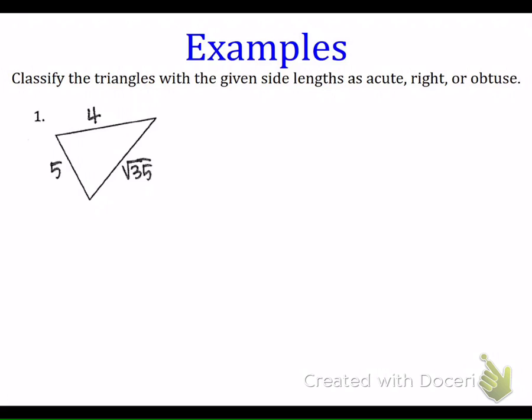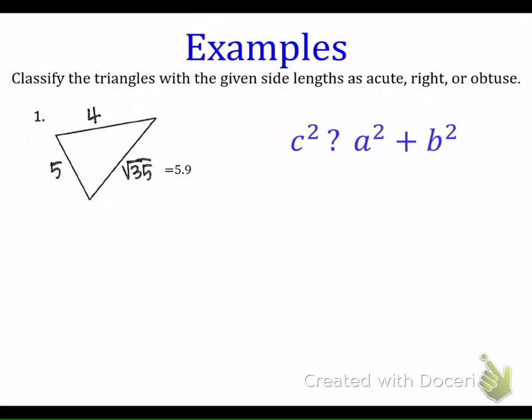So here's example 1. The side lengths are 4, 5, and square root 35. We kind of need to know what the square root of 35 is so we can decide which one is the longest side. So if you type that into your calculator, you get 5.9. So that's going to be my longest side. That's going to be my C.